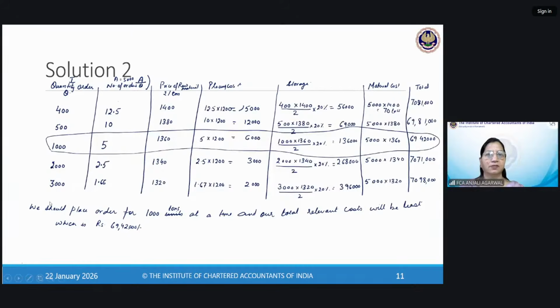Okay, so this is how you're going to manage the question. So the material cost was decreasing every time by 1 lakh: 70 lakhs, 69 lakhs, 68, 67, 66.